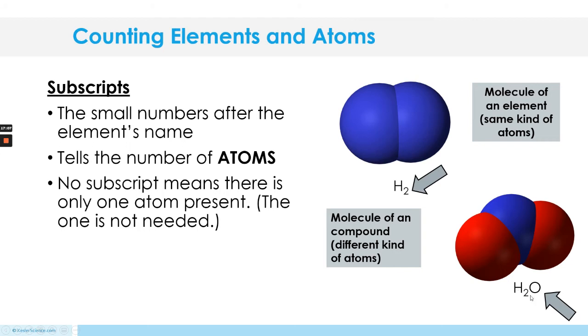So here we have H2O. H has a subscript of 2, that means there are 2 hydrogen atoms, the red ones. O has no subscript, so that means there's 1 oxygen. So here is my oxygen. 2 hydrogens, 1 oxygen.